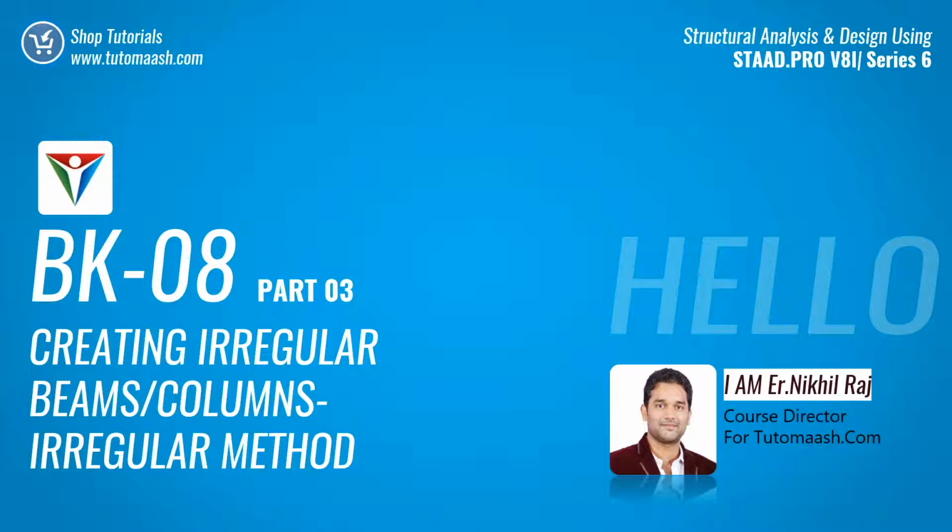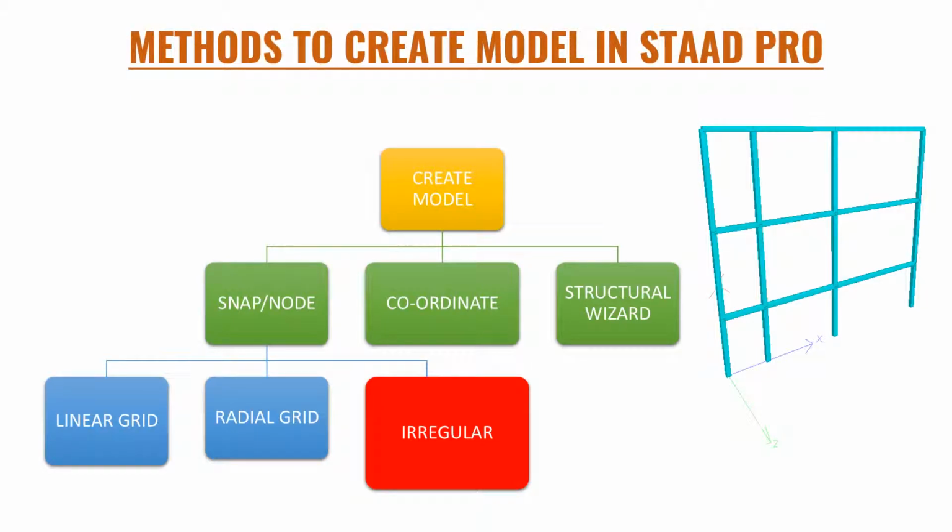In this video, we will see how to create beams and columns that have irregular spacing using the irregular method in Staad.Pro. So we have already discussed this chart. To create a model, we have three methods. Under the snap node method, we have linear grid, radial grid and irregular grid. Linear and radial have already been discussed. In this video, we will see how to create models using the irregular method.